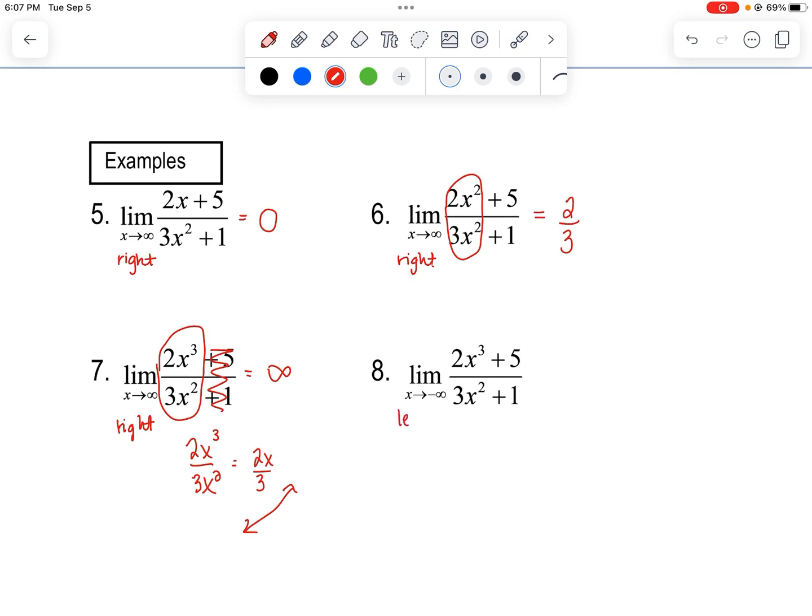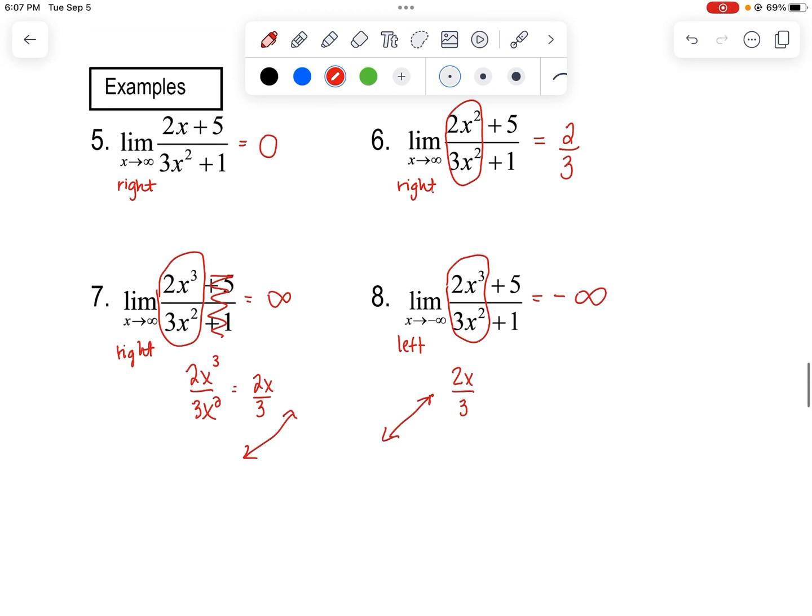And then the same one, except we're going to talk about the left arrow here. And again, bigger on top. There is no horizontal asymptote. And so again, this reduces now to 2x/3. And so we'll perform the same way. And so that left arrow is going down to negative infinity.